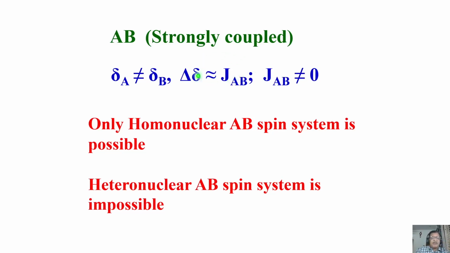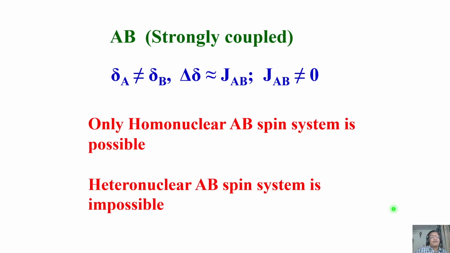Remember, it is comparable to JAB, and JAB is not zero. If JAB is zero, if you don't see the coupling, then it's a different case. But remember, JAB is not zero. The chemical shift separation is comparable to the coupling constant, and the chemical shifts are not the same. This is the condition for the AB strongly coupled case.